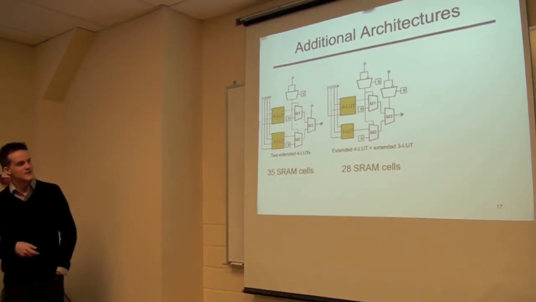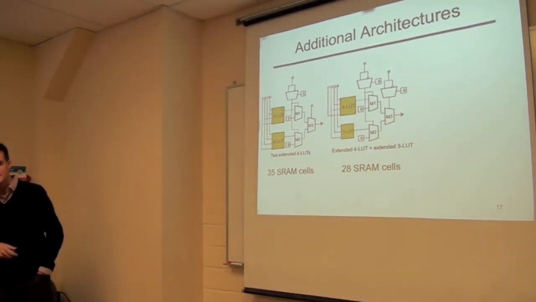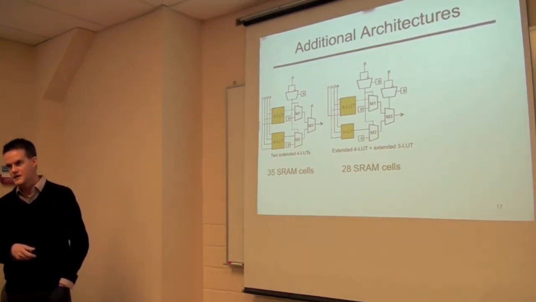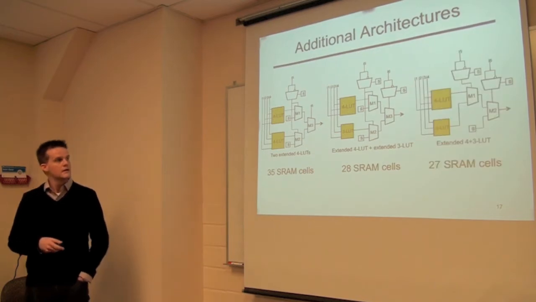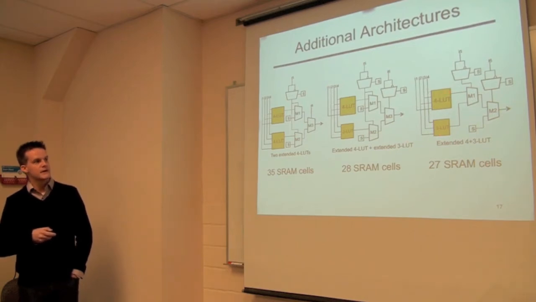Another version of that is you take one of these 4 LUTs and make it a 3 LUT. We call that extended 4 LUT plus extended 3 LUT. That has even fewer SRAM cells, less than half of a 6 LUT. We're now getting very small. And another one right here, we called extended 4 plus 3 LUT, which basically has a 4 LUT, a 3 LUT, and a 3 LUT, muxing to select between the two, and then a gating input concept right here.